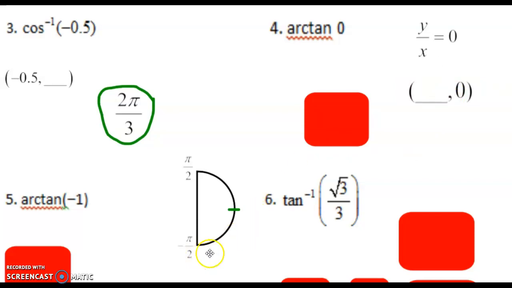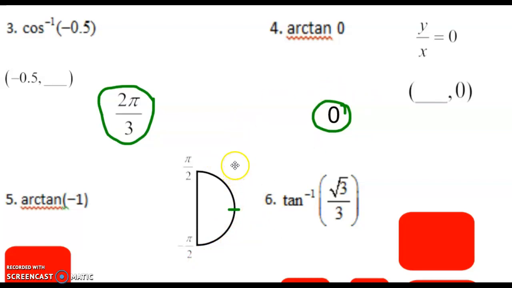And again, arctan is defined from -pi over 2 to pi over 2. So in these two quadrants, when do we have a y value equal to 0? That's going to happen right over to the right there at 0. So that answer is 0.